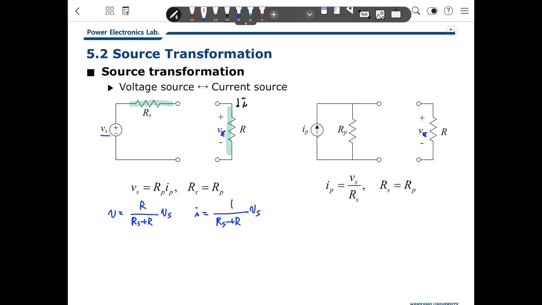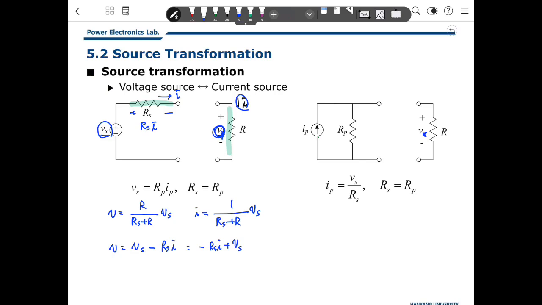Then we can calculate the V another way. The V will be, this is Vs. Define here, because the current is I, here is RsI. So V is Vs minus RsI. So that will be minus RsI plus Vs.